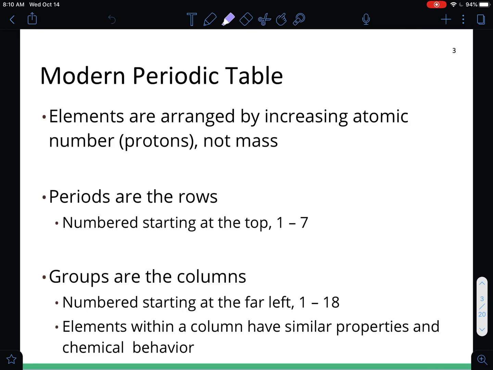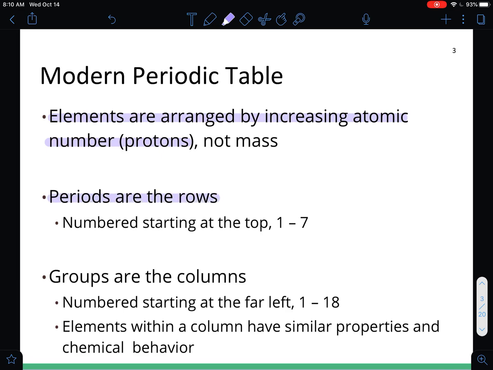All right, so first, the organization of the modern periodic table. Elements are arranged by increasing atomic number, not mass. That is because elements increase based on their number of protons as you go down the periodic table. This does impact the mass because when you add a proton, you increase the mass by 1 AMU, but because of the differing numbers of neutrons that isotopes of atoms can have, we don't rely on the mass for the organization, we rely on the atomic number.